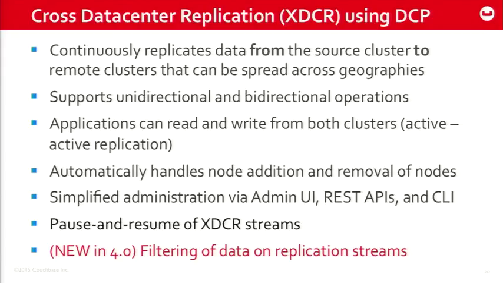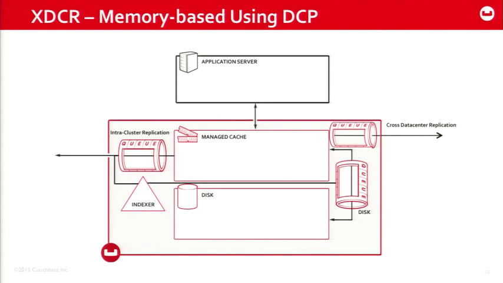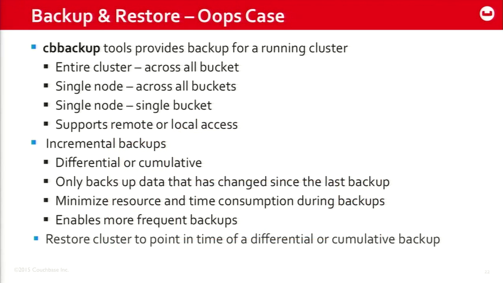There are a bunch of things about XDCR, not anything new in 4.0, but one which is new is filtering of data, which a lot of customers and users have been asking about. I'll quickly show you the diagram here. The document comes in, it gets sent to all those queues: the replication queue, the XDCR queue, the persistence queue, and gets sent.